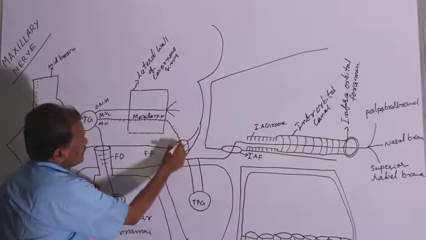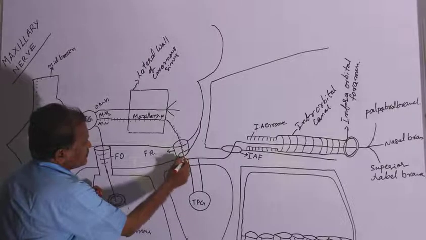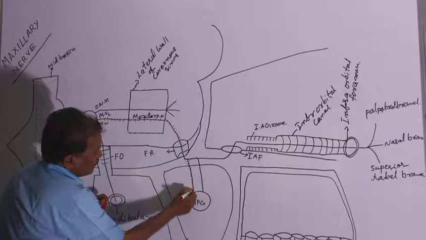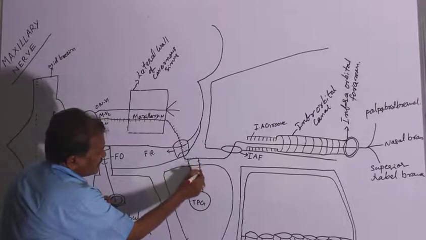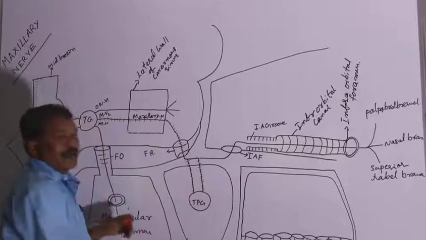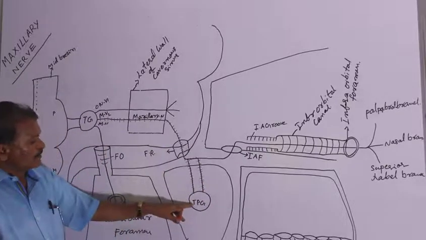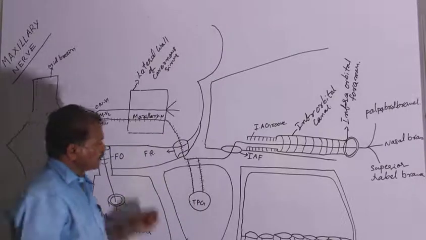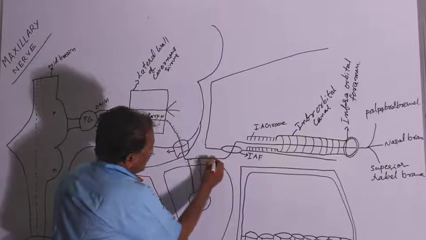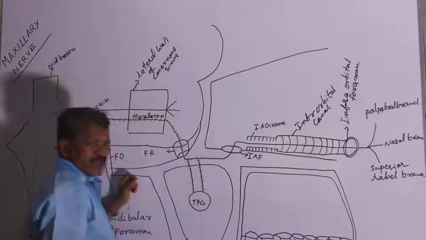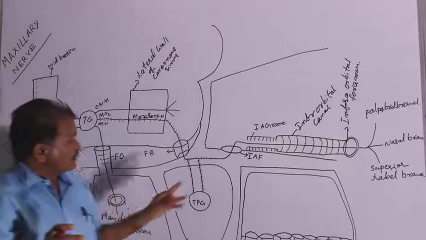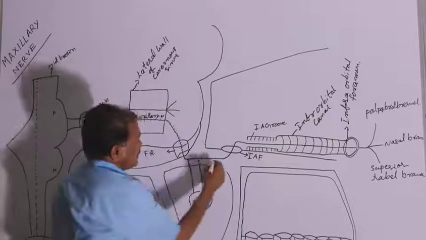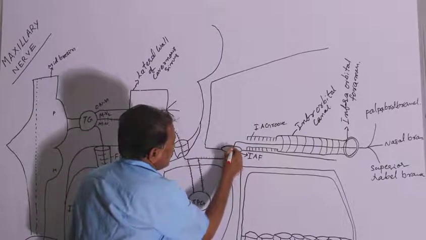sensory ganglionic branches to the pterygopalatine ganglion, which means the sensory input to the ganglion comes from the maxillary nerve. Then it runs forward, inferior to the orbit, and finds a hole. That hole is called the inferior orbital fissure, and it enters into the inferior orbital fissure.